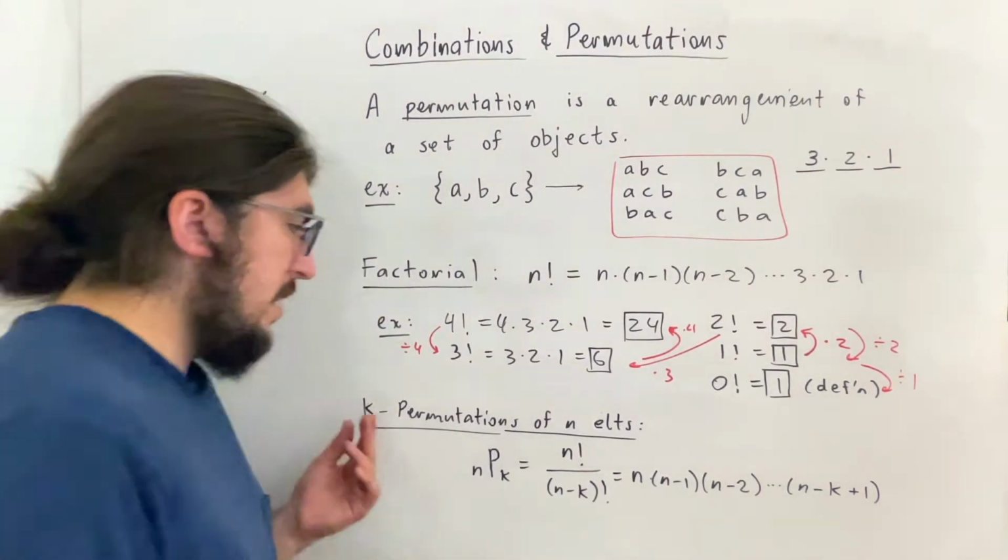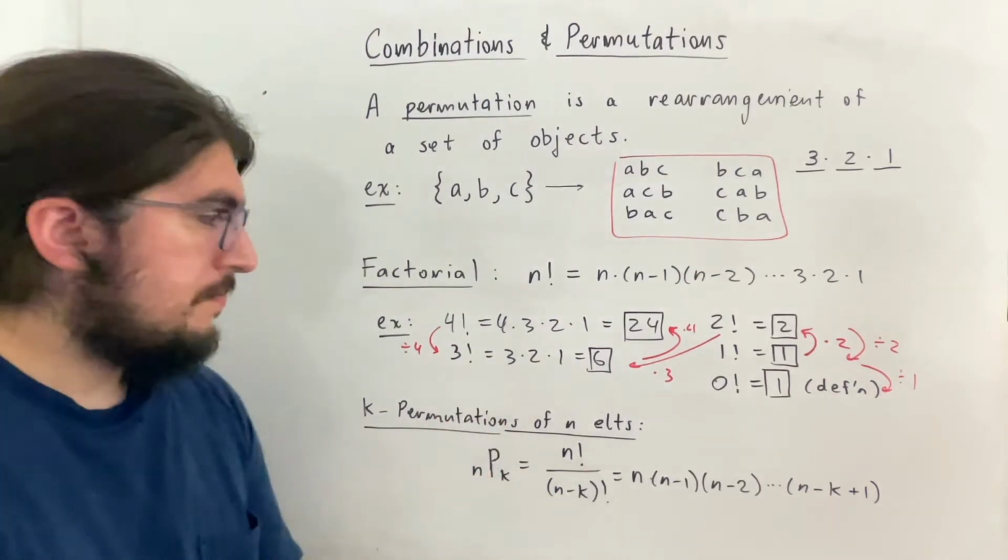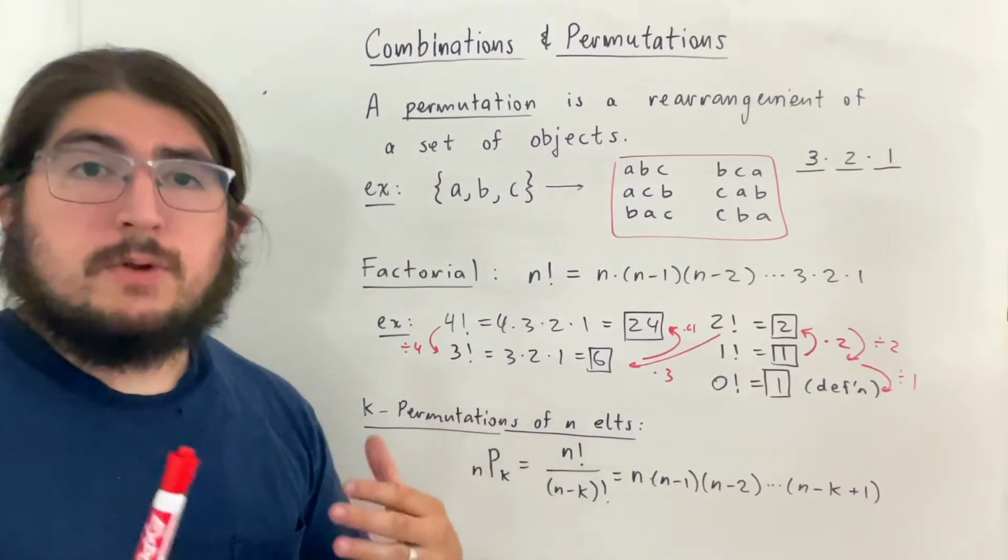And now we get to this idea of k permutations of n elements. So we have n elements and we're permuting k of them.